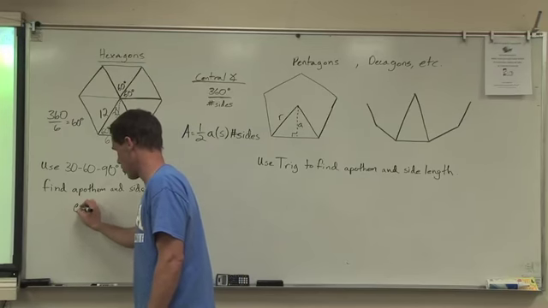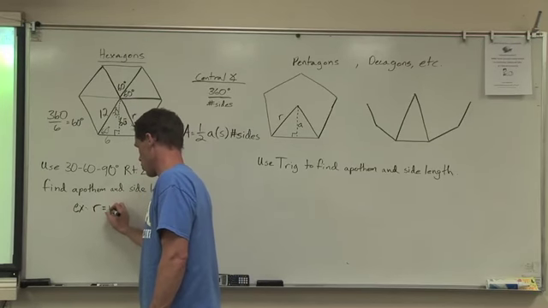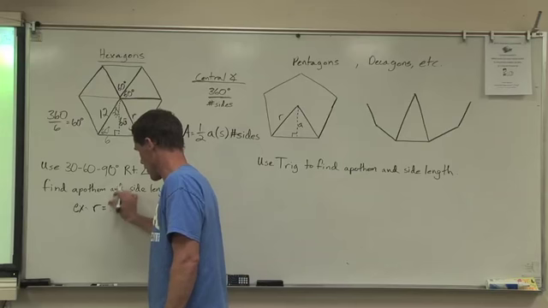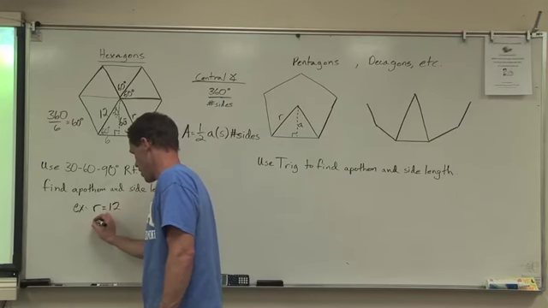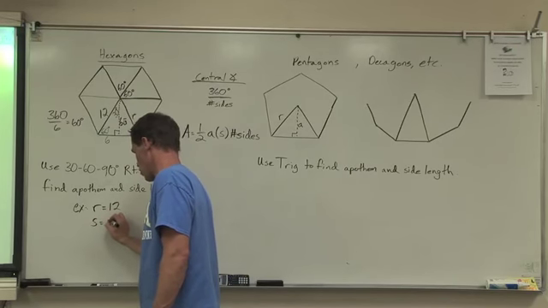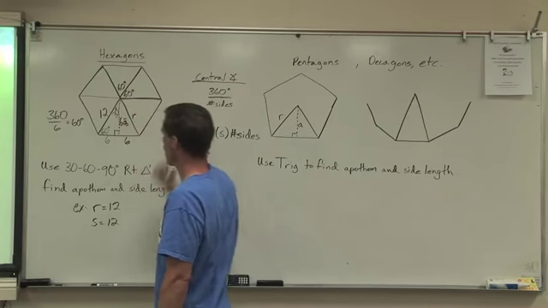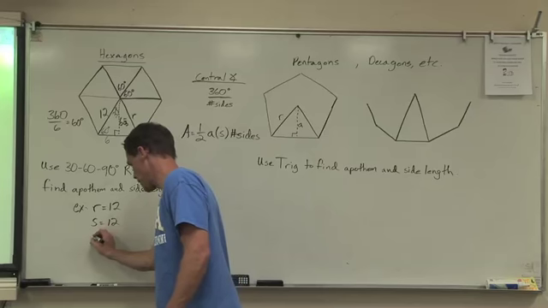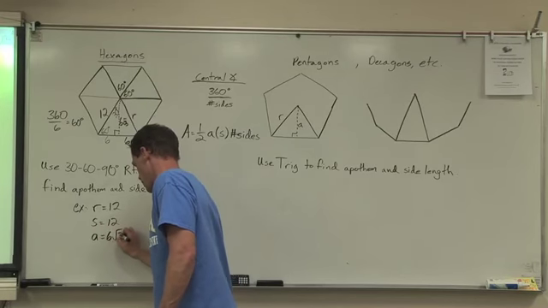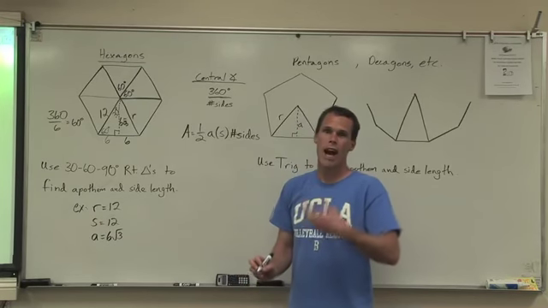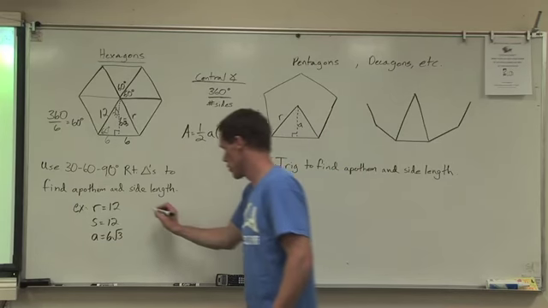So in our example, where the radius equaled 12, we now found that the side length was also 12, 6 and 6, and our apothem became 6 rad 3. At this point, we have all the information to finish.